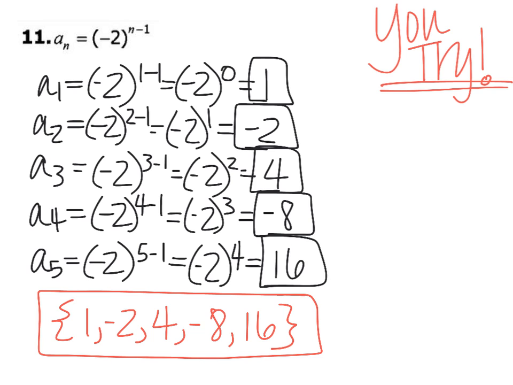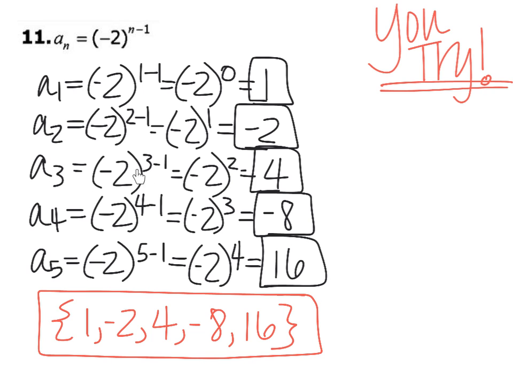All right, so how did we get these first 5 terms? So start with a sub 1, right? So we're looking for the first term. That means we're going to plug 1 in for n. So we plug 1 in for n, so we get parenthesis negative 2 to the 1 minus 1 power. This is negative 2 to the 0 power, and anything to the 0 power gives us 1. For the second term, plug 2 in for n. So negative 2 to the 2 minus 1 power. Negative 2 to the first power gives us negative 2. Anything to the first power is just itself.